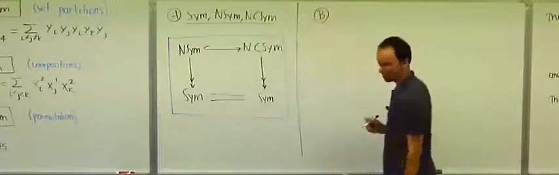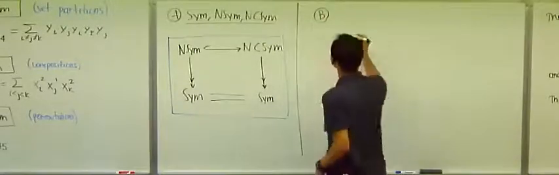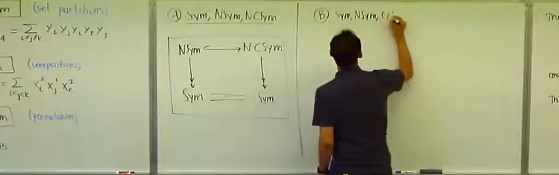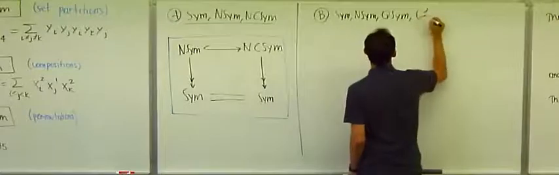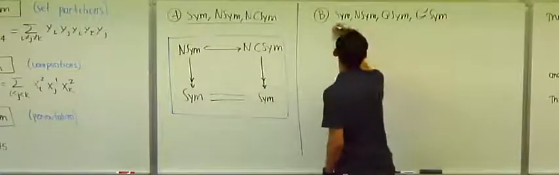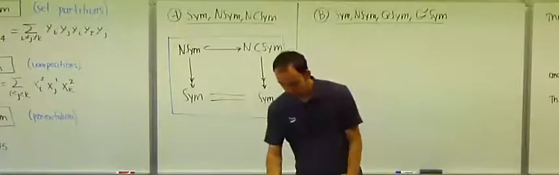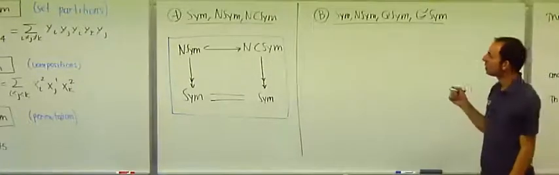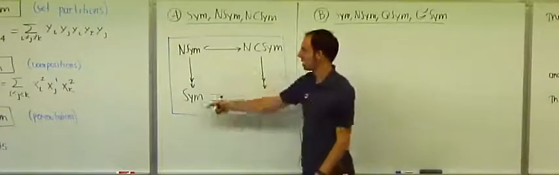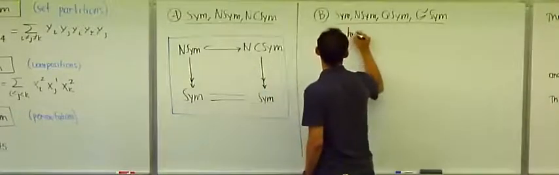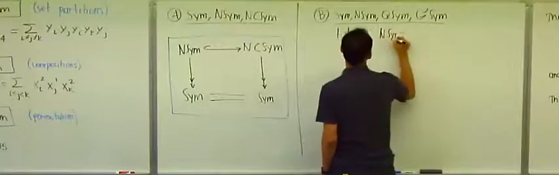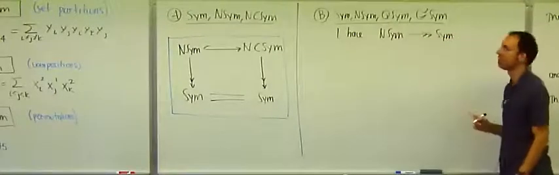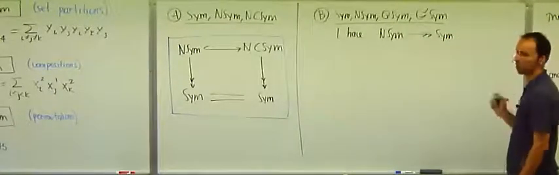But I want to get to how the other guys are related. I want to relate now Sym, NSym, QSYM, and S-SYM. Let's talk about how these guys are related. Now, I already have a map from NSym to SYM. So I have a projection of NSym onto SYM, which just forgets that you're noncommutative.